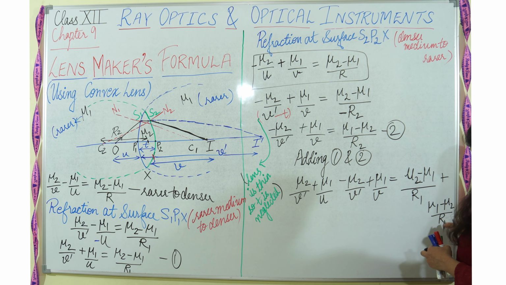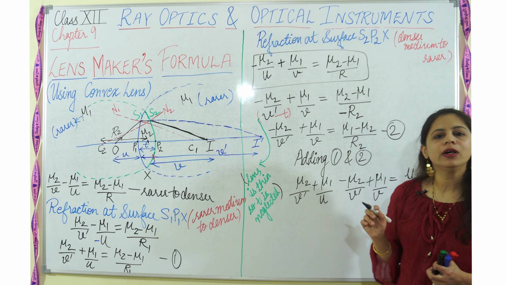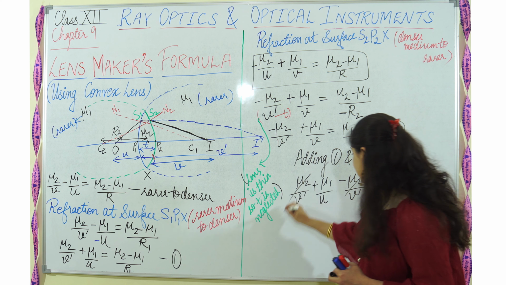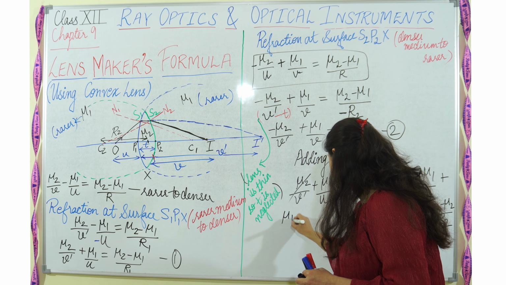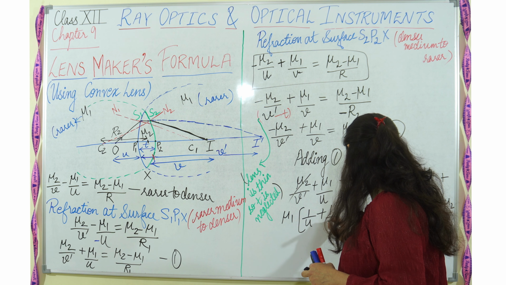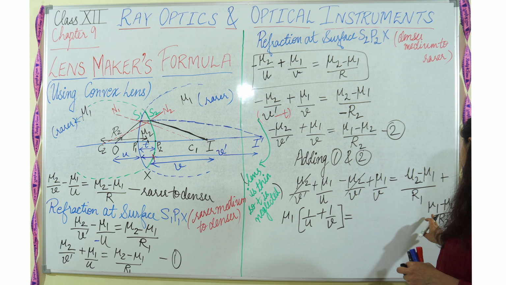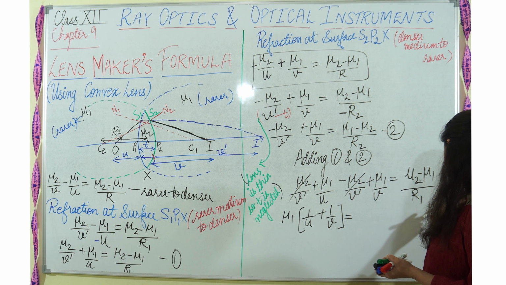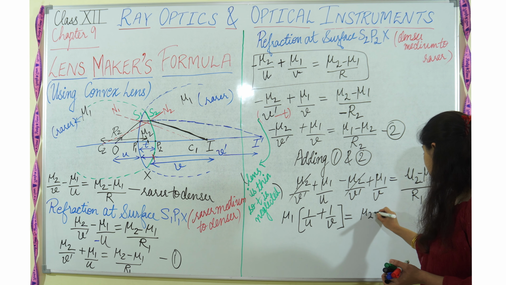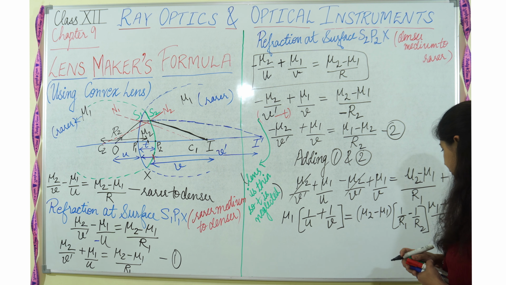So this is the expression we get when we add both the equations. So this gets cancelled. Here we can take mu1 as common. So I have got 1 upon u plus 1 upon v is equal to, when I take the negative sign common, mu2 minus mu1 common, so 1 upon r1 minus 1 upon r2. So this I have got over here.